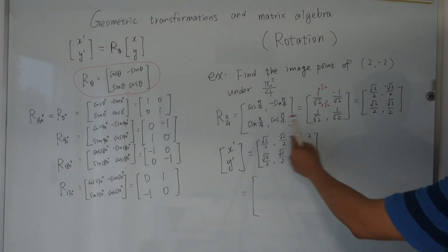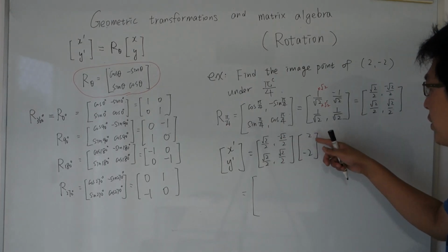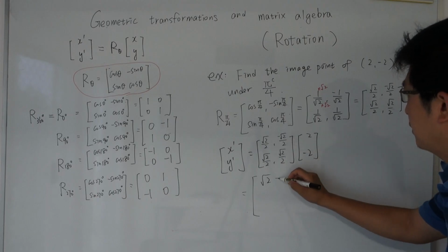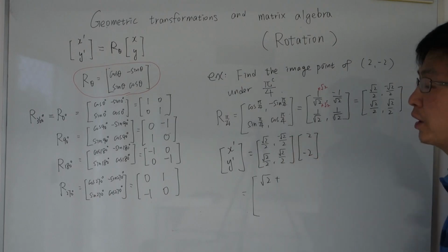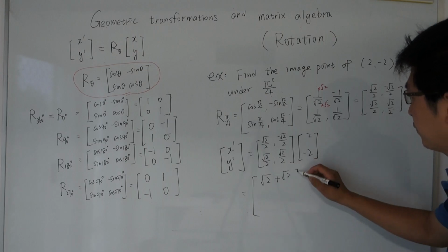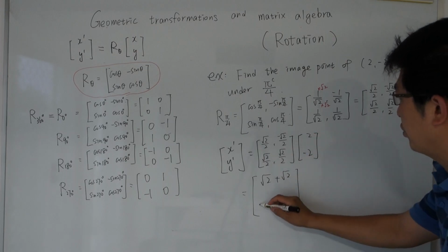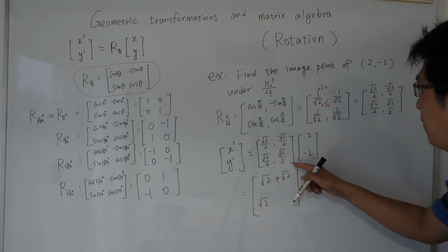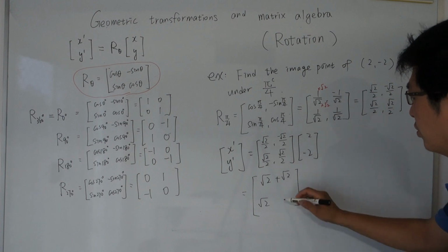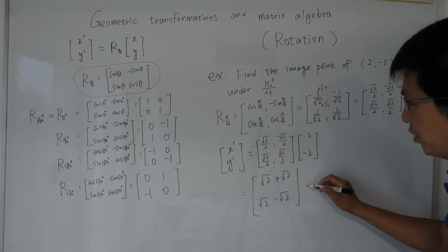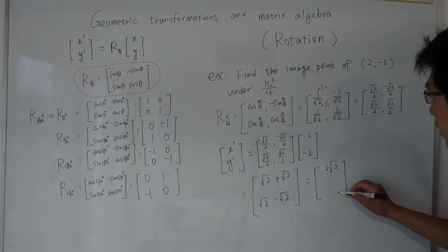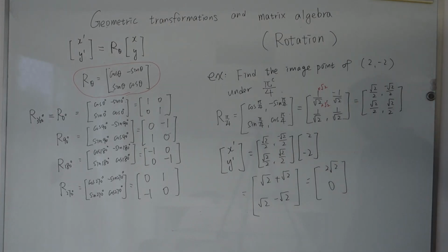Okay? And then this one times this one, we get square root 2 plus negative 2 times negative square root 2 over 2, which is plus square root 2, right? So square root 2 plus square root 2. This one times this one, and this minus, plus negative 2 times square root 2 over 2 becomes minus square root 2. So we get the new point is 2 square root 2 and 0. Okay?